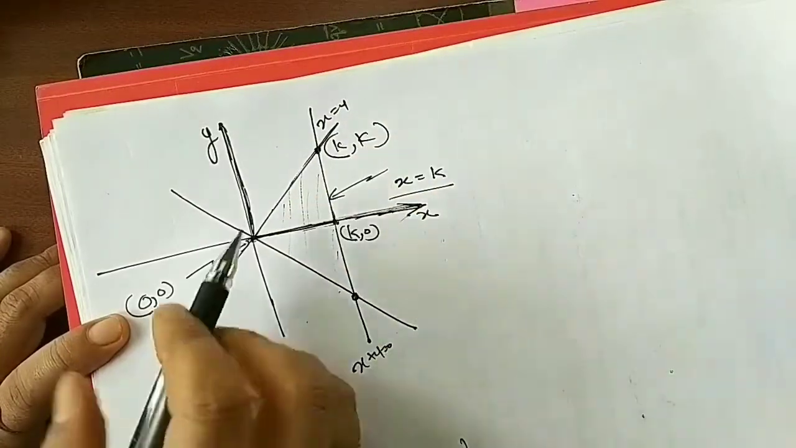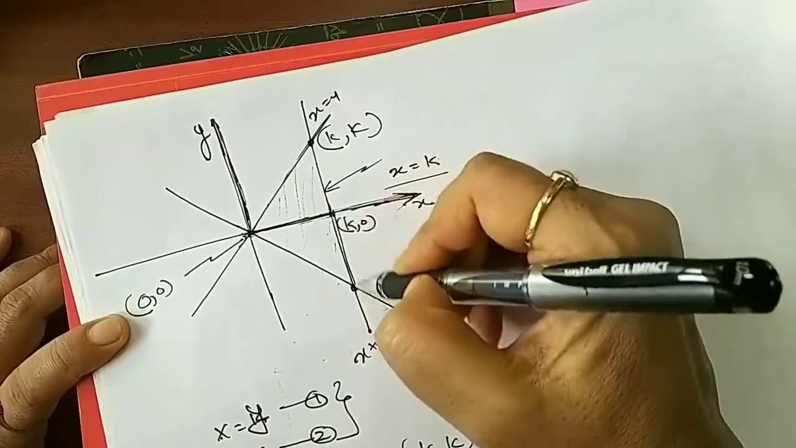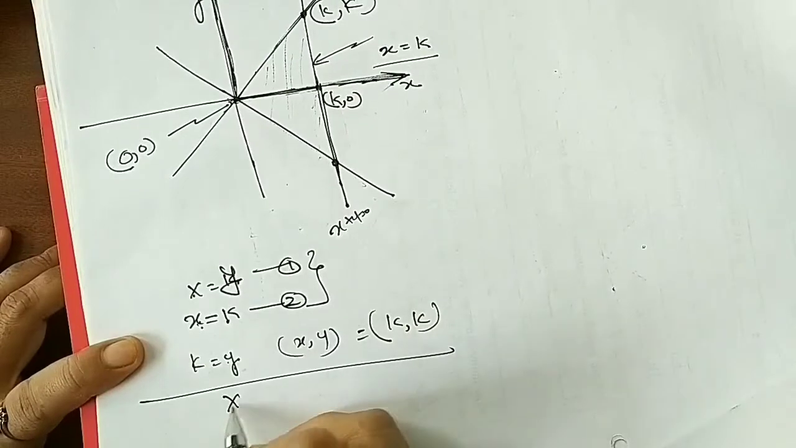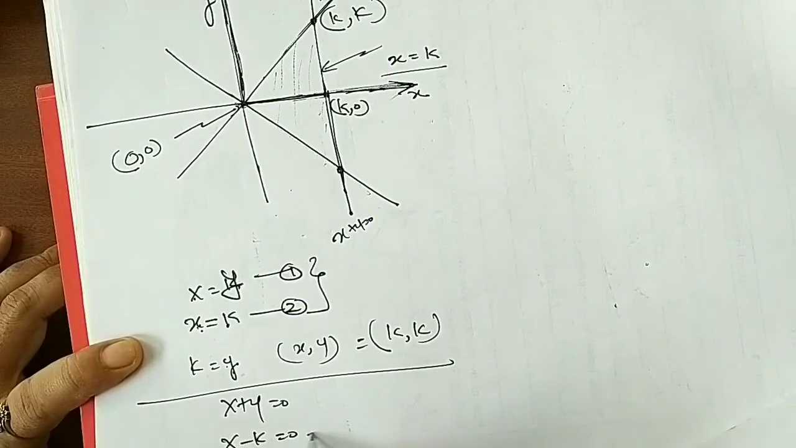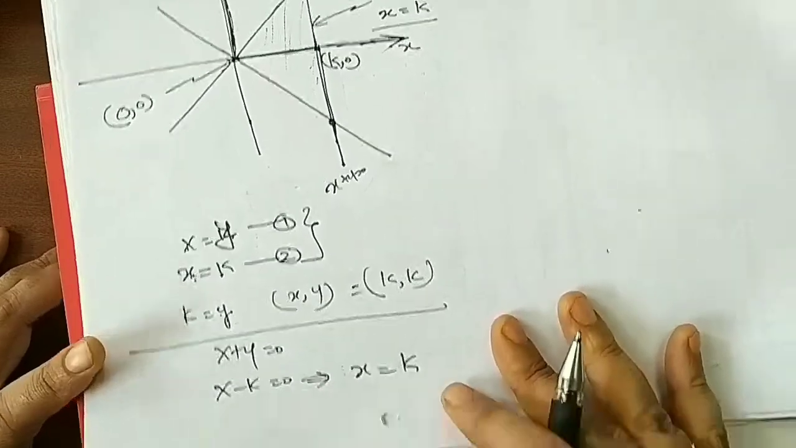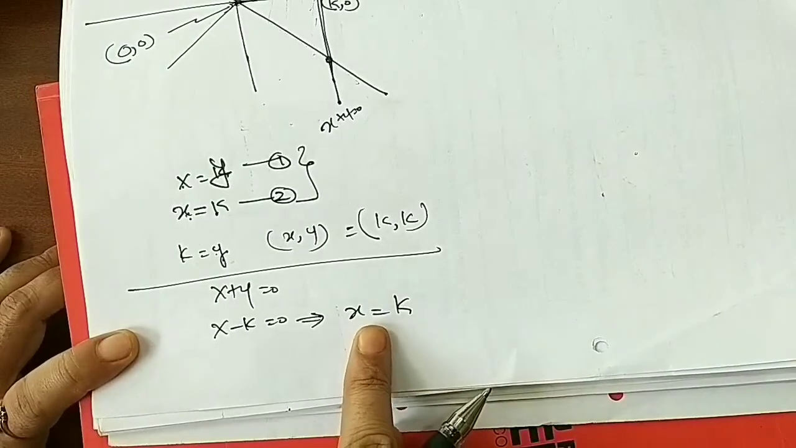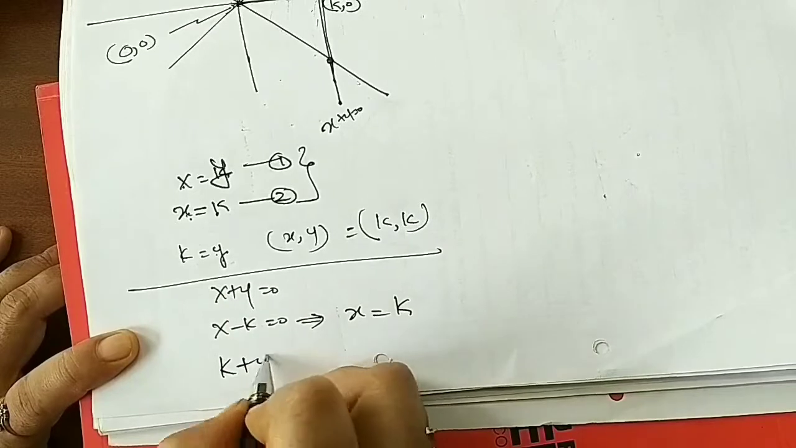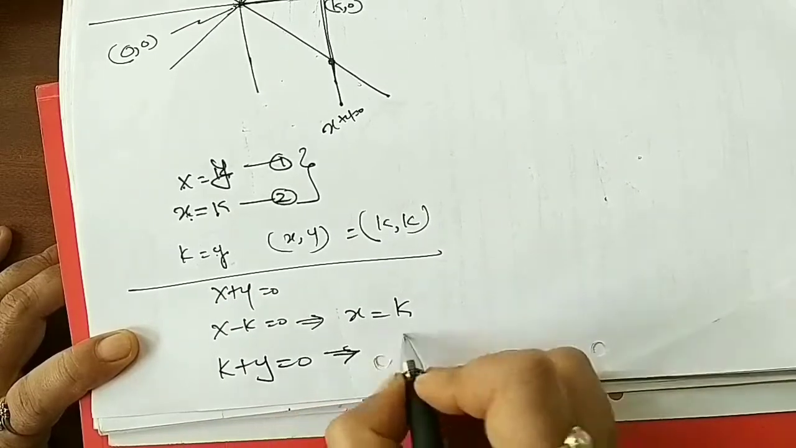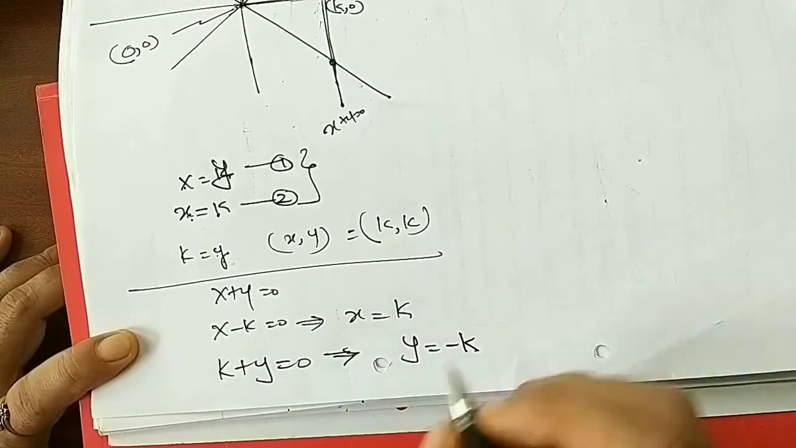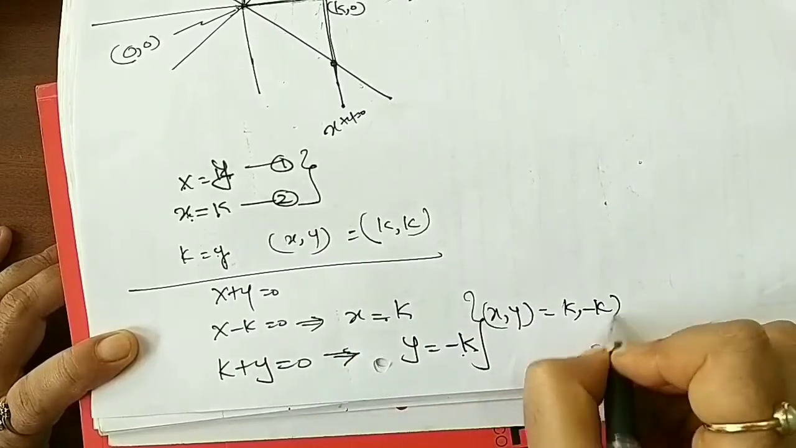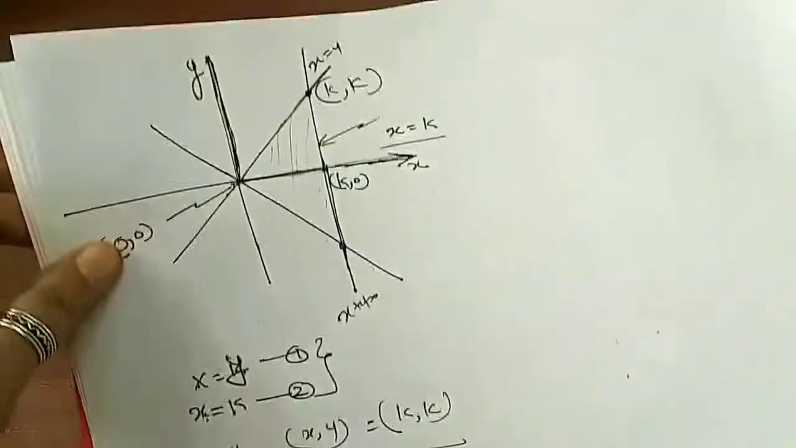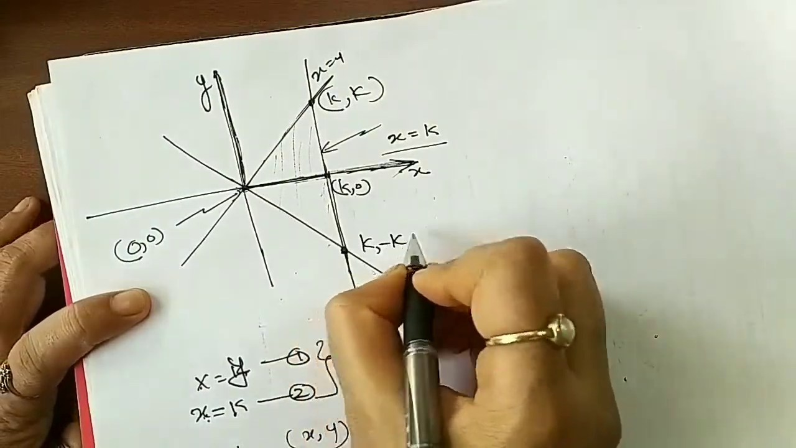Now for this point, I need the point of intersection of this line and this line. So this line is x plus y is 0, and this line is x minus k is 0. So from here I got x is equal to k. I can put this here, so I will put k plus y is 0, which will give me y is equal to minus k. Okay guys, so I got x comma y: x is k and y is minus k. So I will show here k comma minus k.